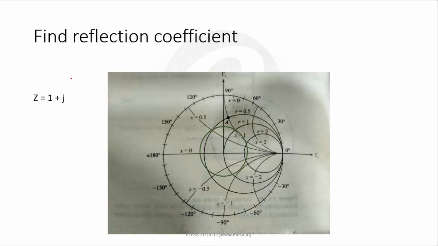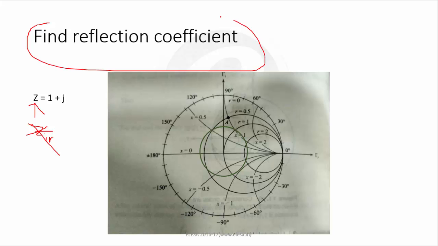So let us move to the numericals. The aim is to find the reflection coefficient, given that the impedance Z, this is the normalized impedance and not Z in or Z naught. This is not Z in, this is the normalized impedance. So if given the normalized impedance equal to 1 plus j, we have to find the reflection coefficient.